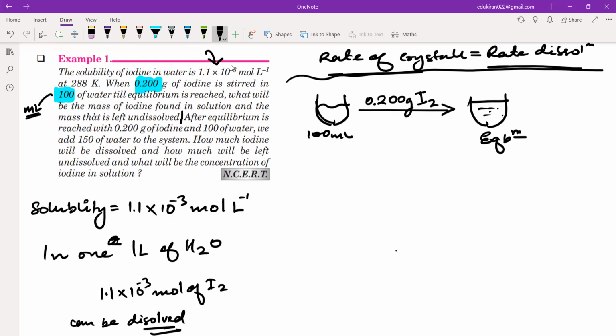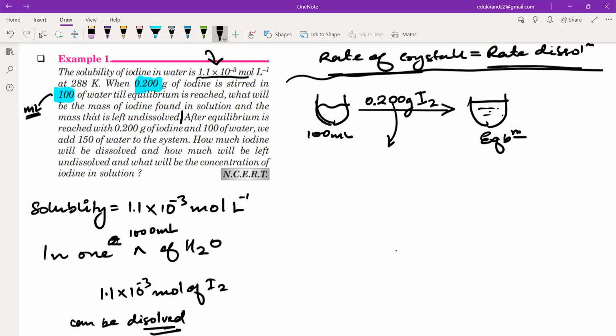Do you understand what this data is telling us? In 1 liter, rather than writing 1 liter, I can write 1000 ml, because we have been given the solubility in ml, that is why 1000 ml.